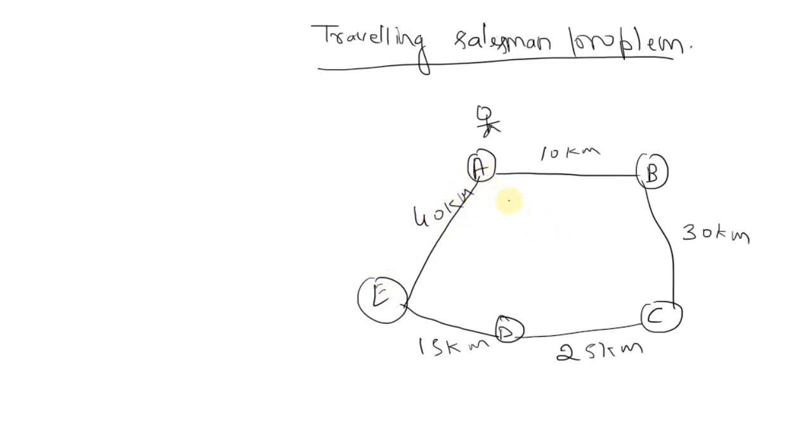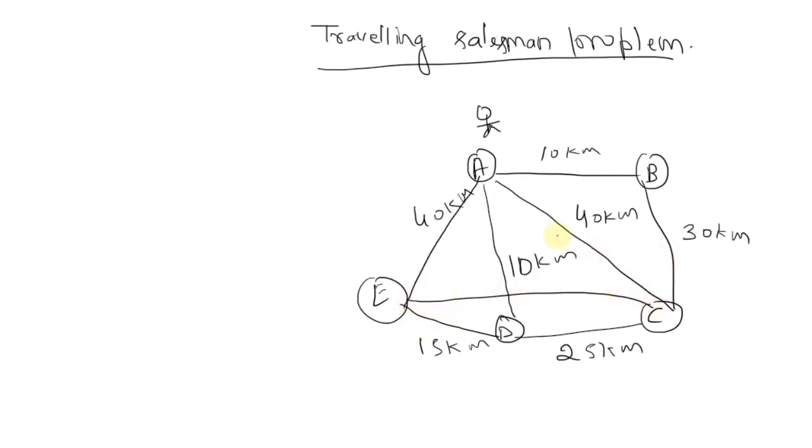Now there are some other paths. Suppose he can go from A to C, A to D. That is 40 km, which is 10 km, and from C he can directly move from this point to this point. Let this be 40 km. So we have to find the minimum cost of this path so that he can visit all the cities.